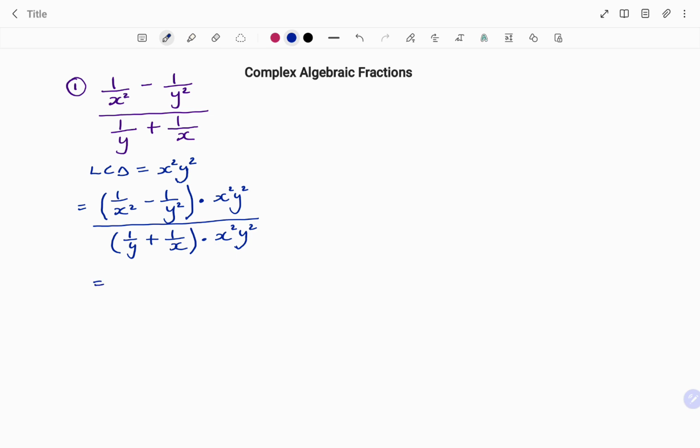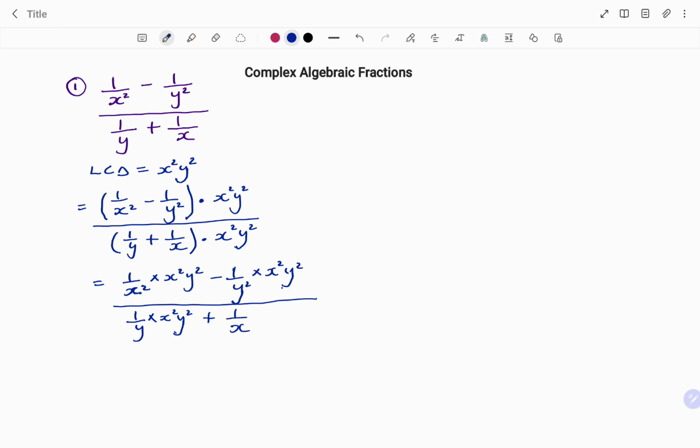So we have that as, at the top, 1 over x squared multiplying x squared y squared, minus 1 over y squared multiplying x squared y squared. I'm going to do the same for the denominator. I have 1 over y multiplying x squared y squared, plus 1 over x multiplying x squared y squared.